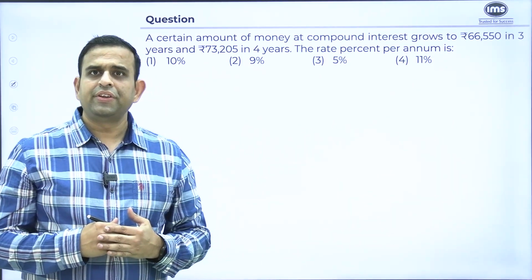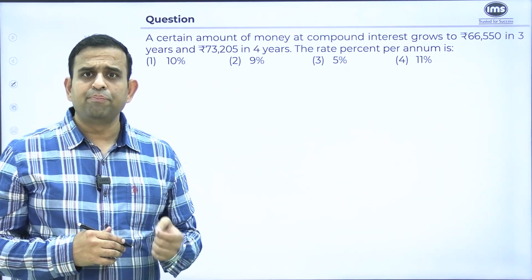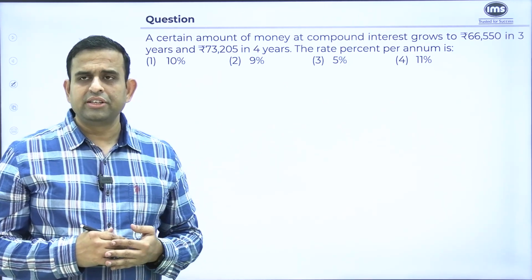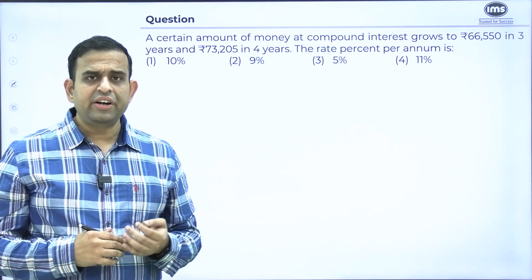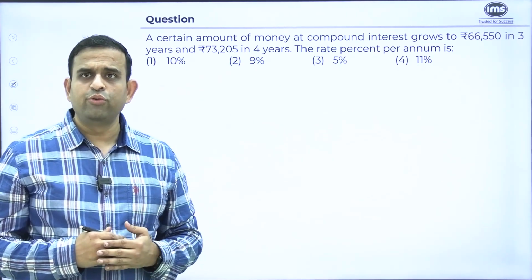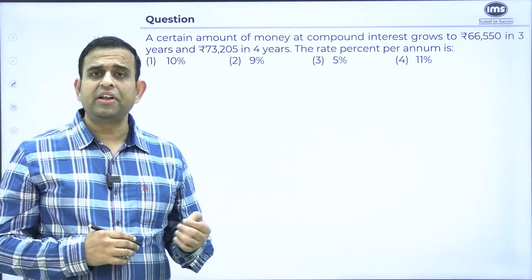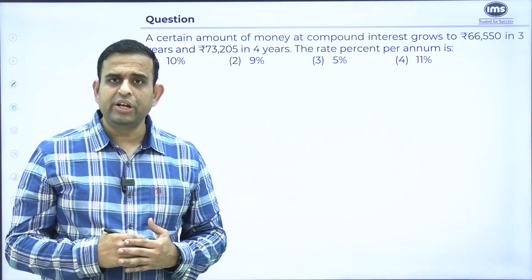In the next sum, it is given that a certain amount of money at compound interest grows to 66550 in 3 years, and 73,205 in 4 years. The rate percent per annum is how much? Again, a very straightforward question on compound interest.